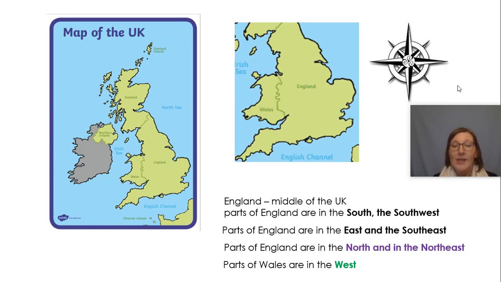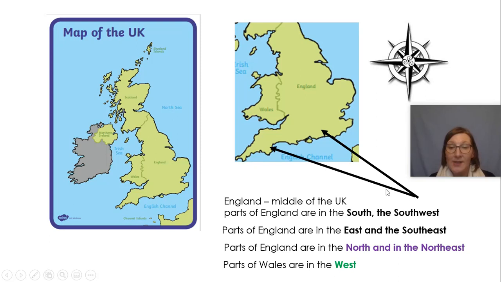So England is the middle part of the UK, okay? Now, there are parts of England in the south, which is here, and in the southwest, all right? And so this is more down by the coast. Do you remember in our geography lesson we talked about coastal and inland? We have the south coast of England, and this is all at the bottom down here. But then this area over here is called the southwest of England, okay?